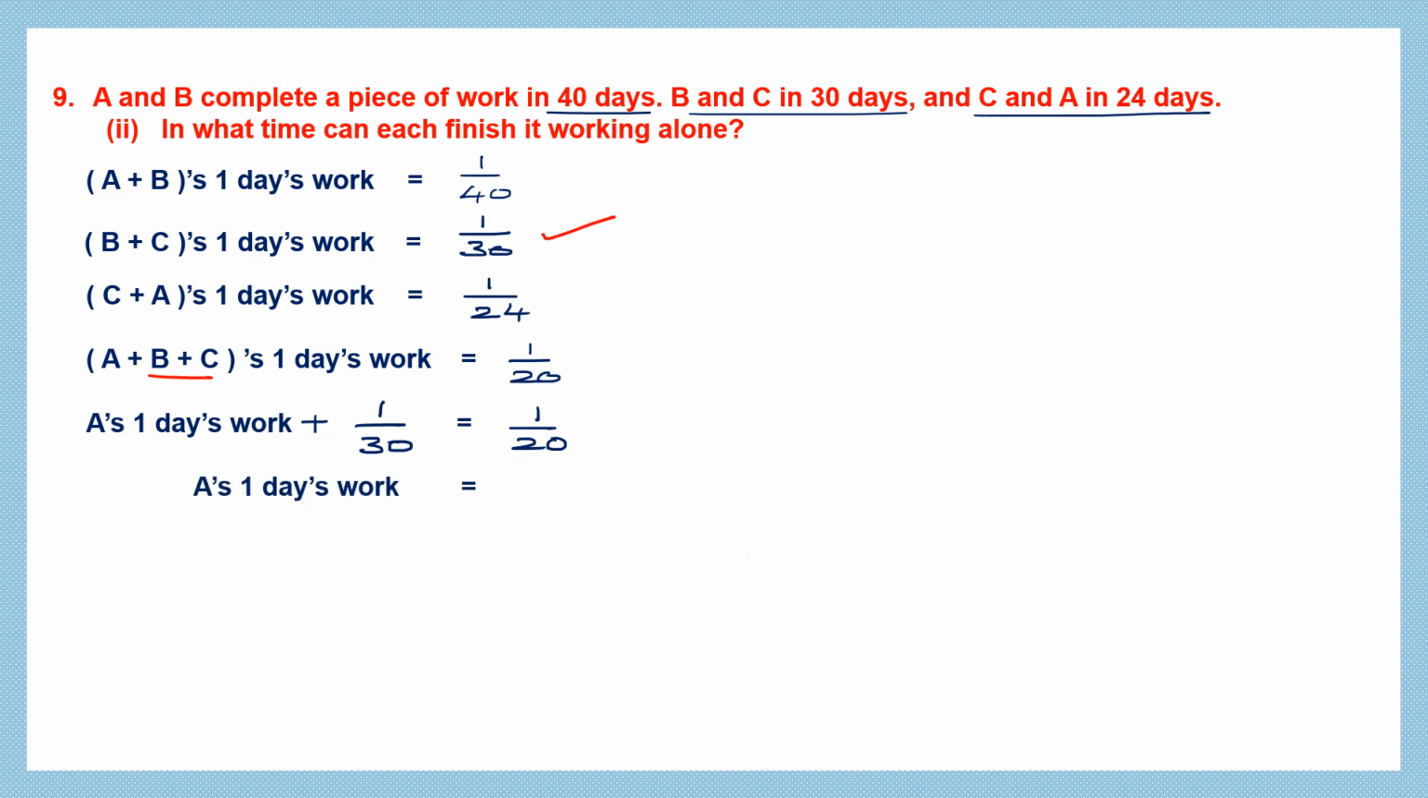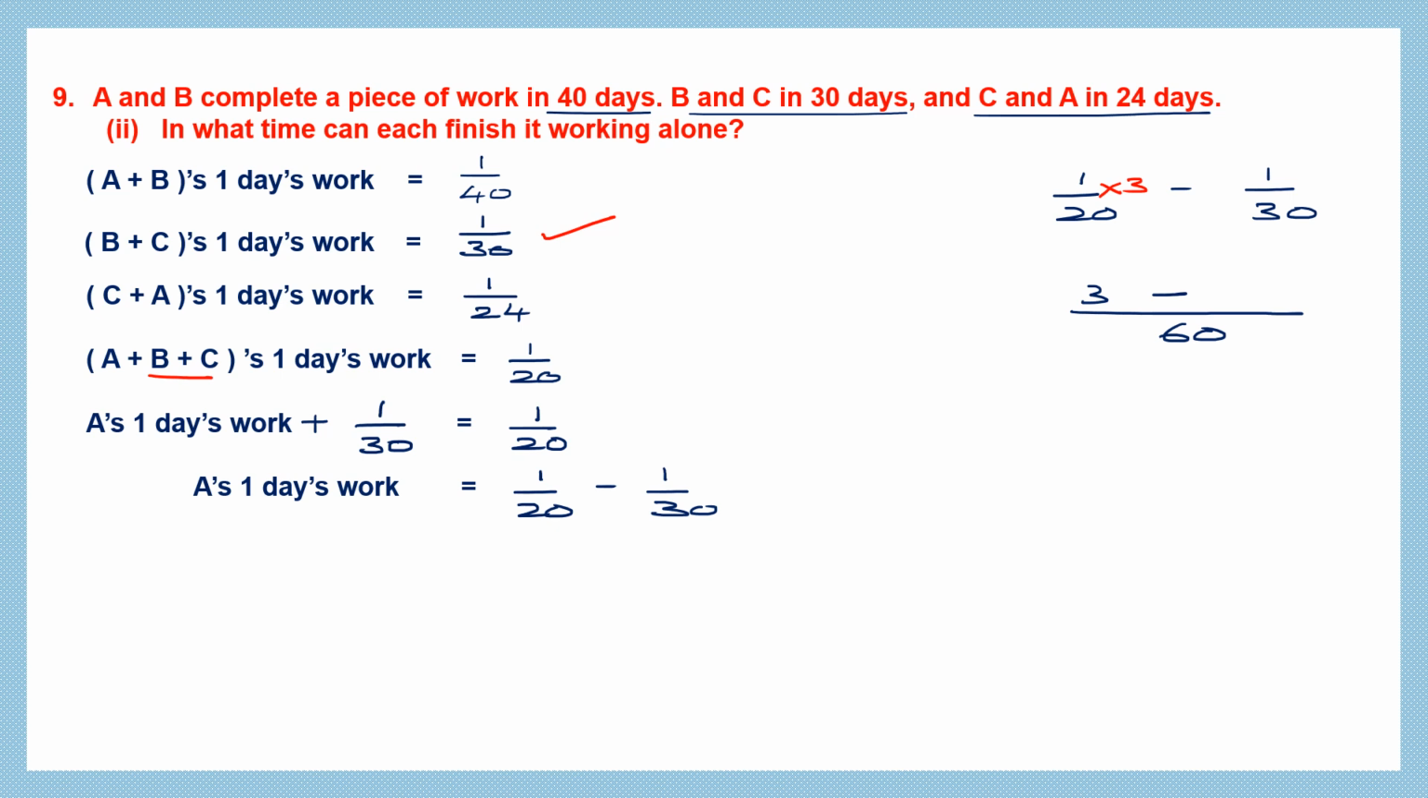So A's 1 day's work will now be 1 by 20 minus 1 by 30. So let's work this out. 20 and 30, we need to find the LCM. So 1 by 20 minus 1 by 30. The LCM here is 60. 2 thirties are 60, isn't it? And 60 is divisible by 20. So 20 into 3 is 60. So 1 into 3 is 3 minus 30 into 2 is 60.